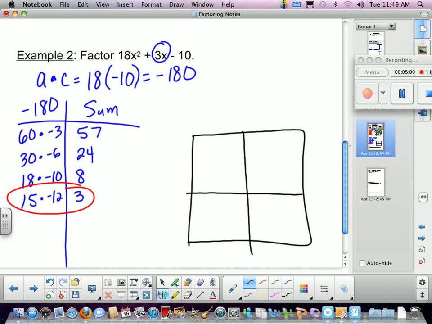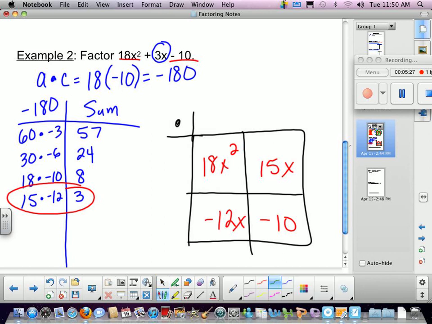Alright, inside my box, top left, I'm going to put 18x squared. Bottom right, I'm going to put that minus 10. In the other two boxes, I'm going to put 15x, and I'll put negative 12x.